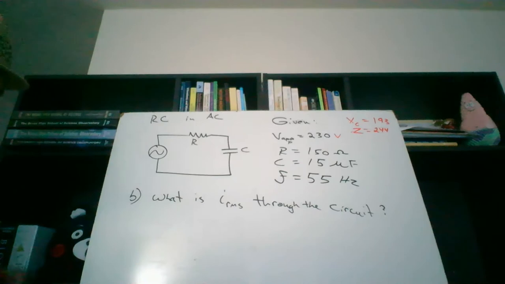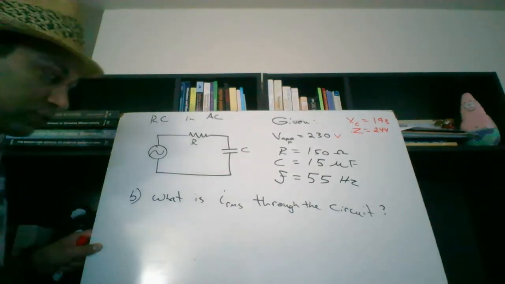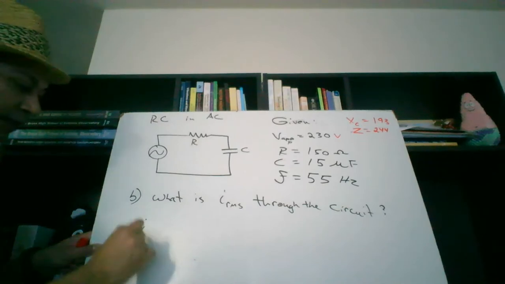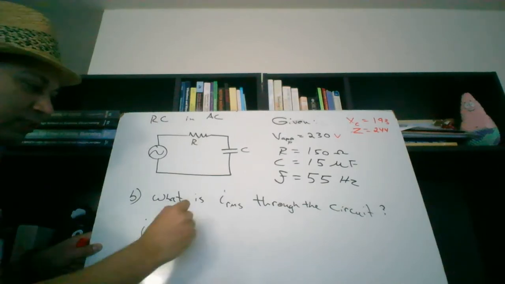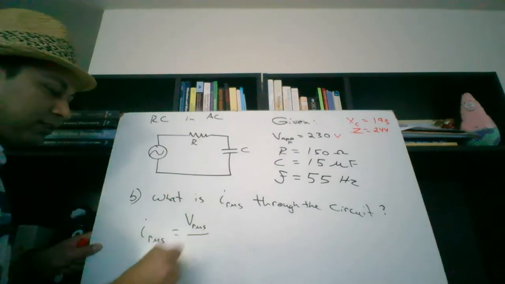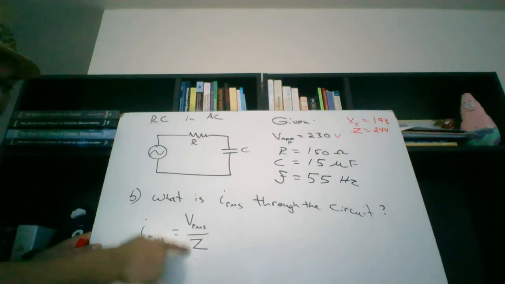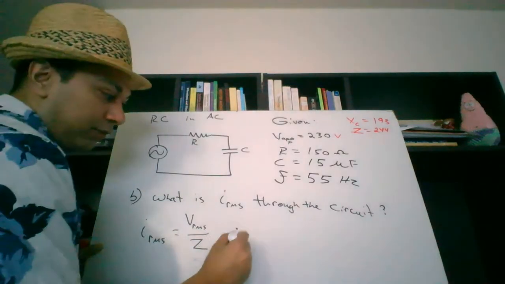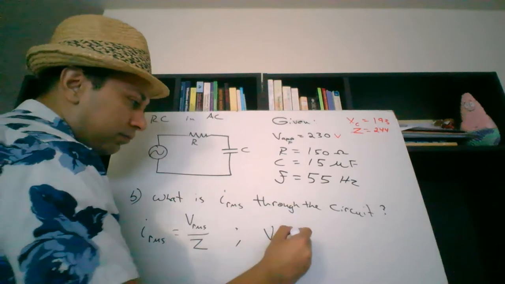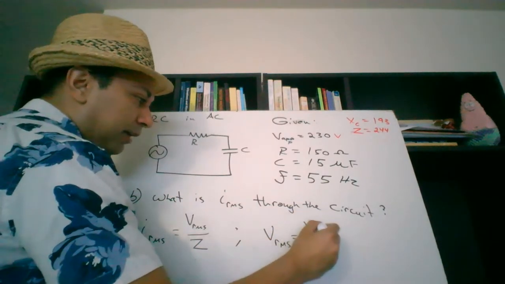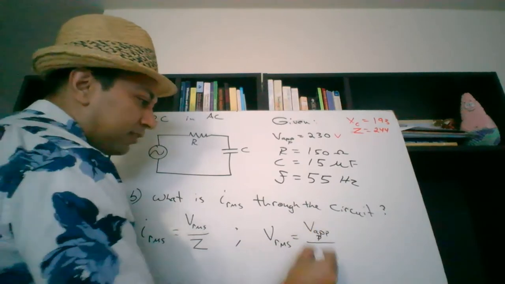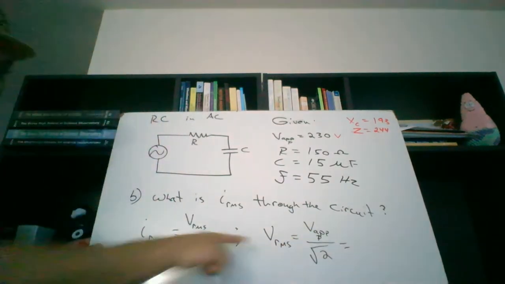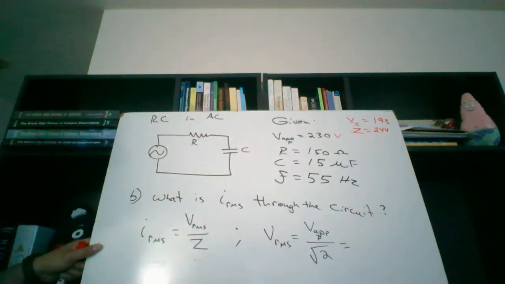So to find IRMS current, we're going to use the root mean squared voltage and the impedance. IRMS is going to equal the voltage root mean squared divided by the impedance. Well, we know impedance. We don't know the root mean squared voltage, but we have an equation that we learned a while ago. To solve for the root mean squared voltage, we take the peak voltage applied and divide by the square root of 2. So the peak voltage applied is given by 230 volts. Plugging that in, we will get 163 volts.